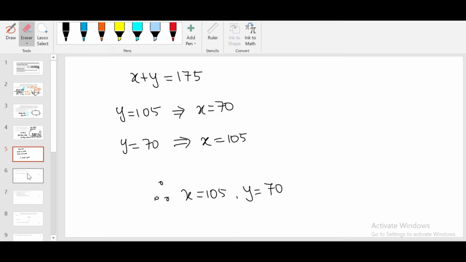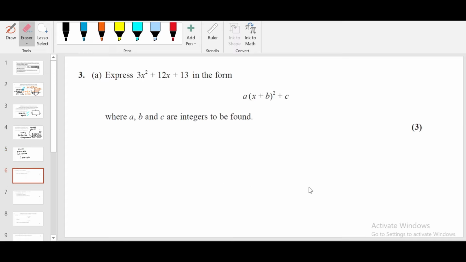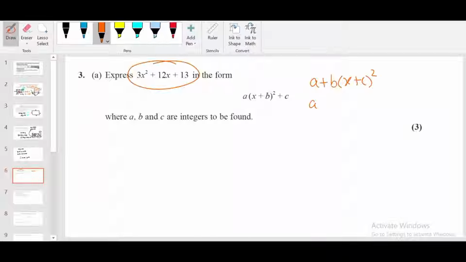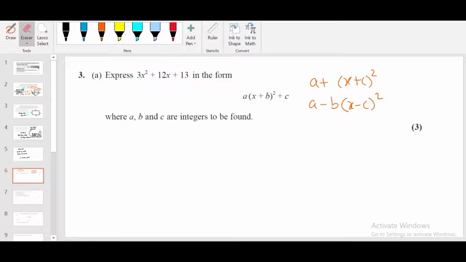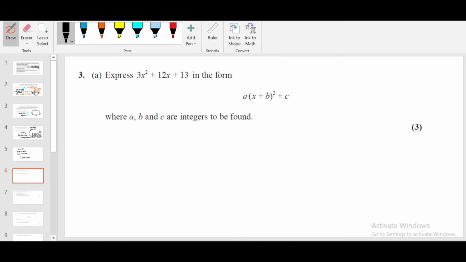I'm going to move on to question number 3 now. Question number 3. This is one of the most common questions in the P1 exam. They are going to ask you to write the quadratic function into any one of these forms. It can be this way or any one of these. So if you see this, that's completing the square. You should have learned the completing the square method. You see how I am applying the method?